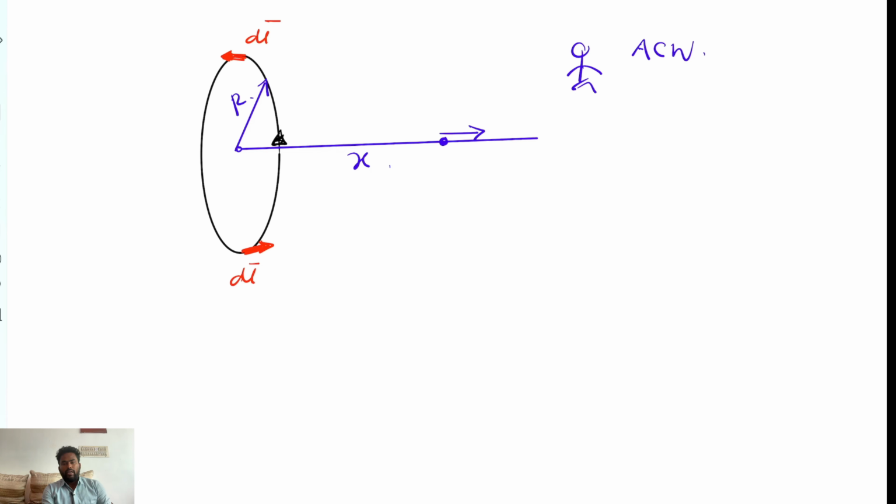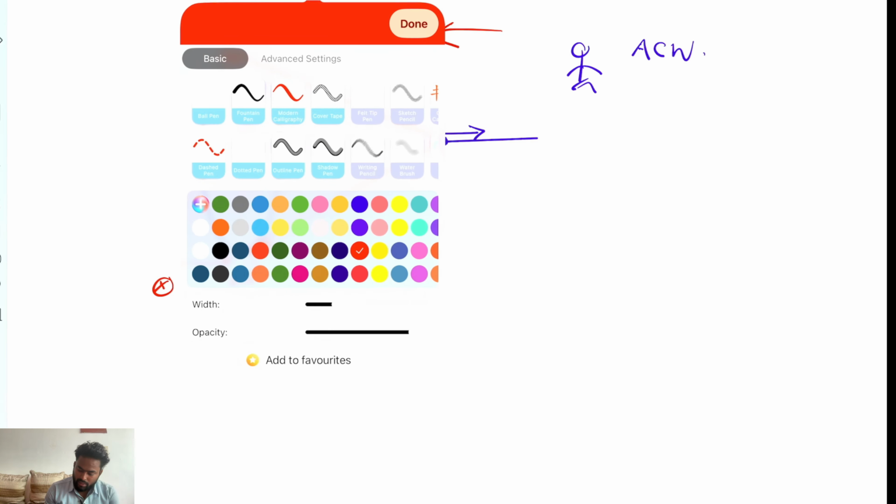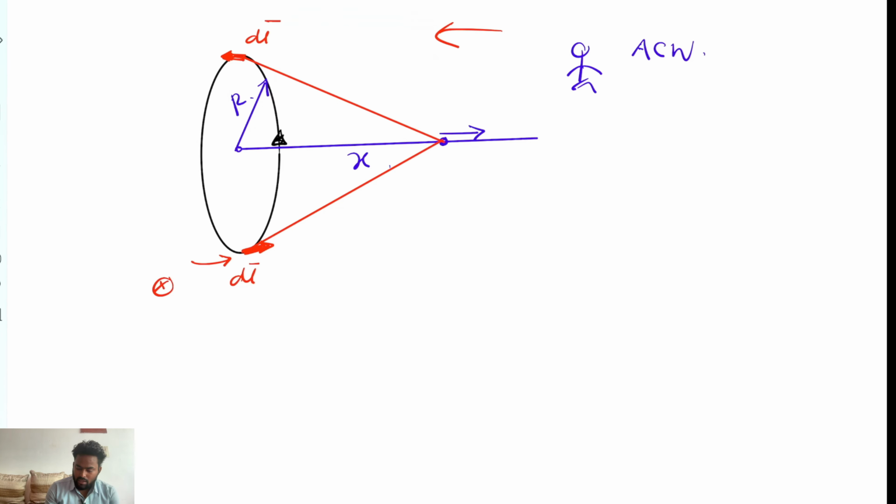So we have taken two dl elements, upward and downward. Seeing from this point, the current is coming outward in the top element, so it will be a dot, and at the bottom point it will be a cross, dl going into the plane. Now we need this point on the axis, so we connect it with our dl elements, and that will work as our radius vector.